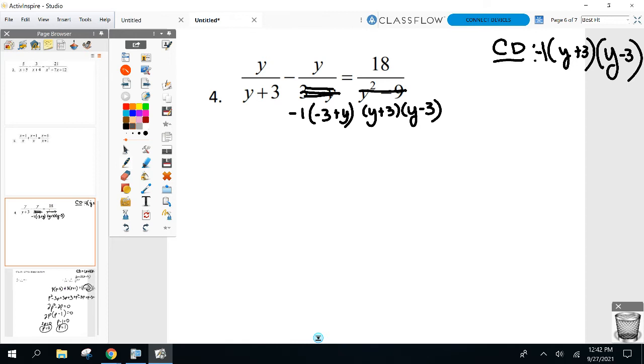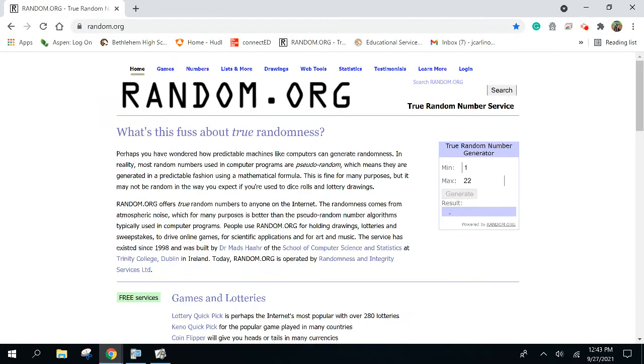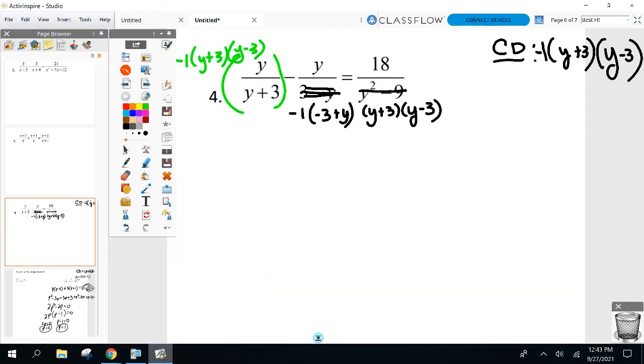We're all good. Y plus 3 in common. Y minus 3 after I took out the -1. And then the -1 was left over. Okay, I'm going to turn this over to you now. Go ahead and multiply the first one by everything: -1, y plus 3, and y minus 3. What crosses out, top and bottom? Y plus 3. Relax. Emily, what crosses out? Y plus 3s.